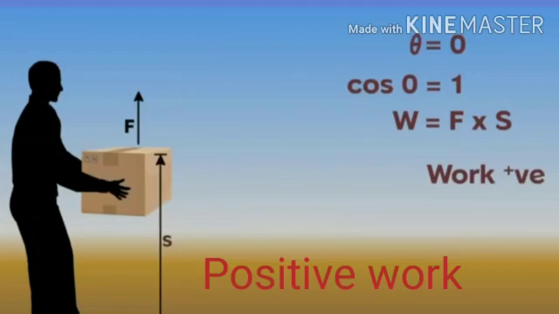First one, positive work. Suppose a man lifts a box from the ground to the place on his head. The S is in the direction of applied force, which is in upward direction. So here theta will be 0. Since cos theta, that is cos 0, is equal to 1, the work done will be W is equal to F multiplied by S, and the work done is positive.